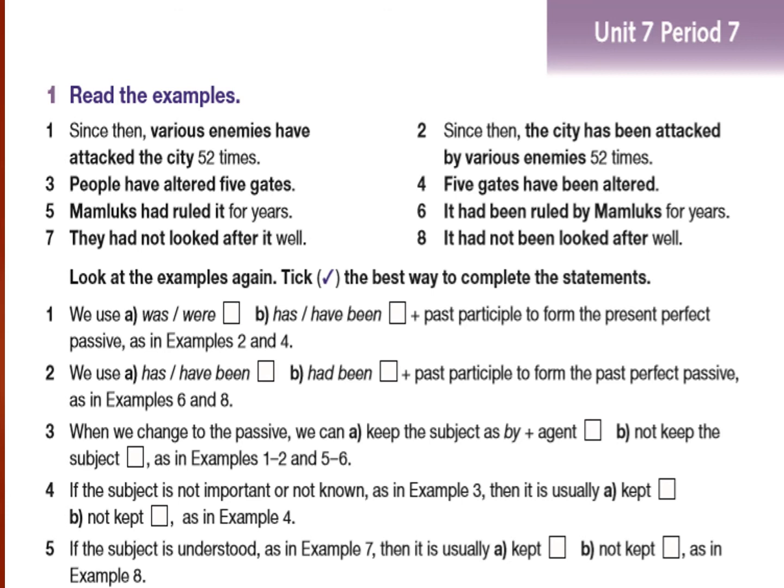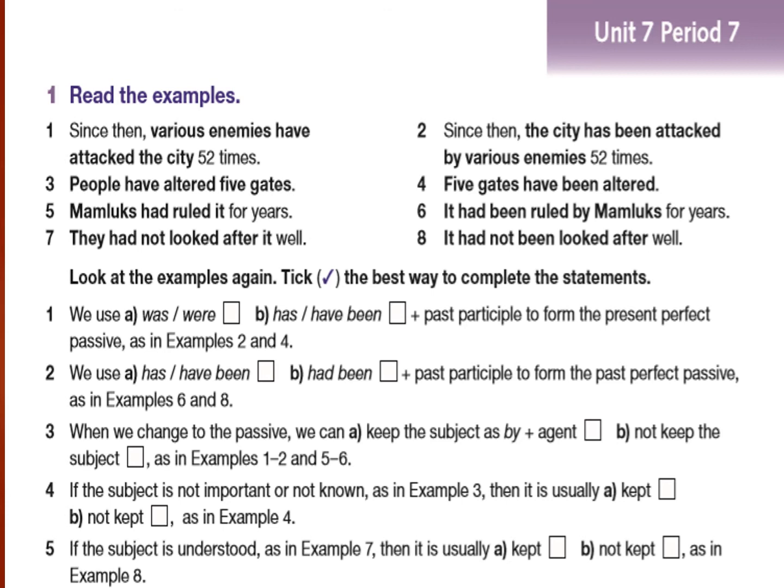I start with the object, plus had, plus been, plus the past participle of the verb, and I continue the sentence. Okay, now look at example 7. Here also we have the negative form of the past perfect in the active. I will read the sentence. Number 7: They had not looked after it well. Now look at how I changed it into passive.